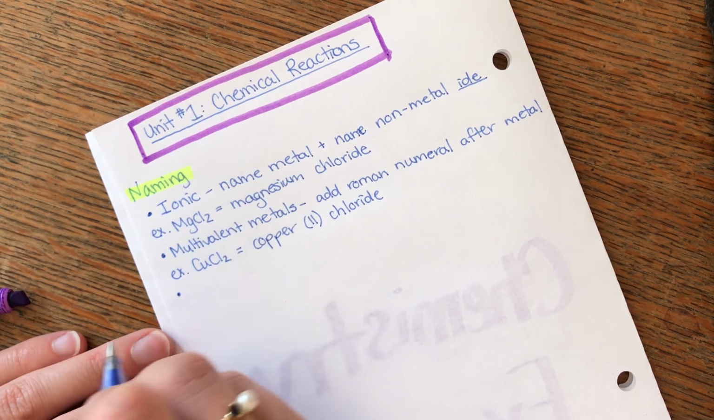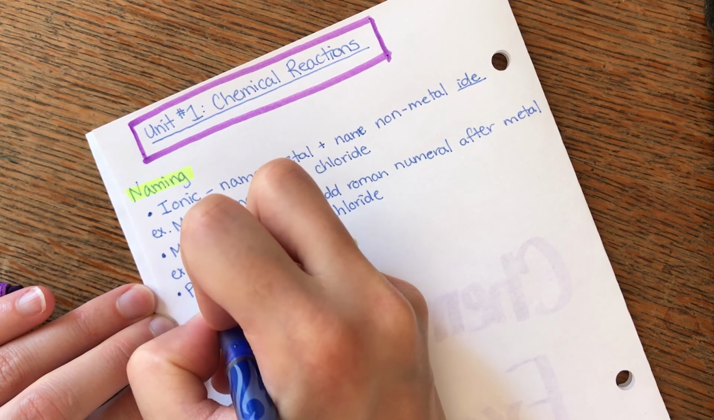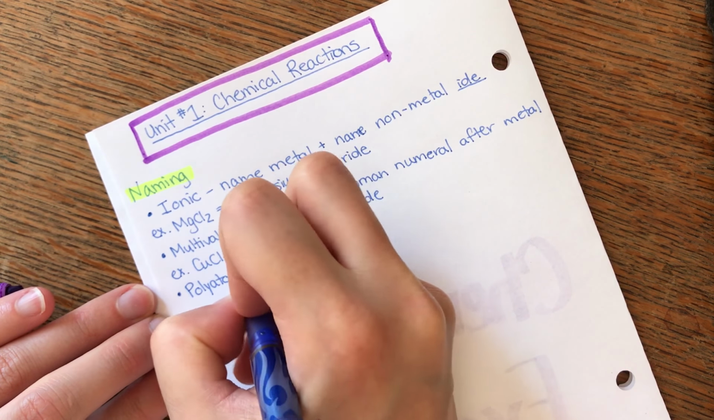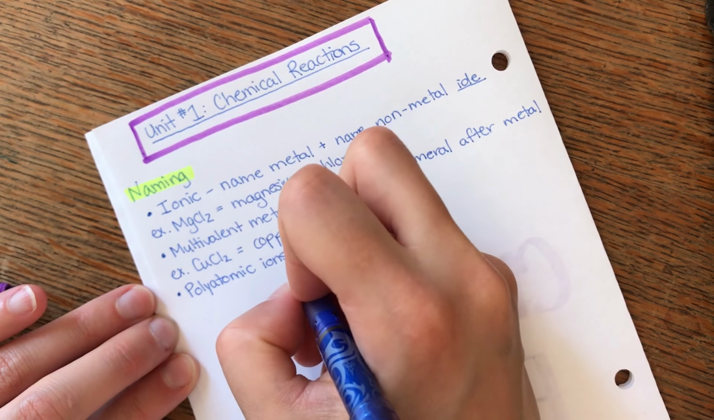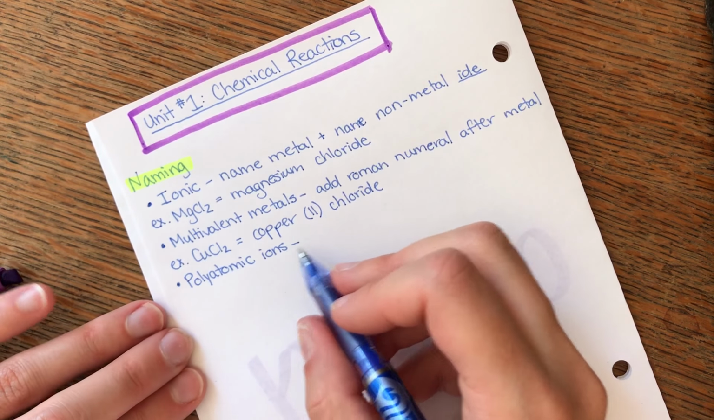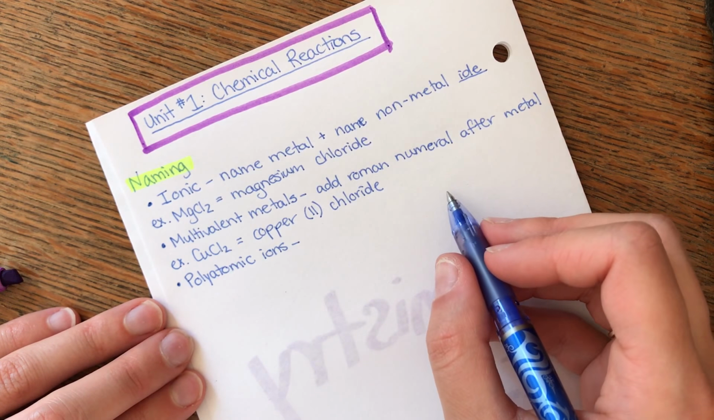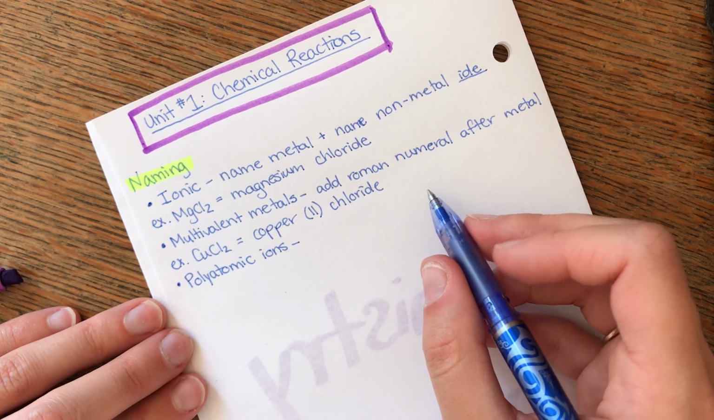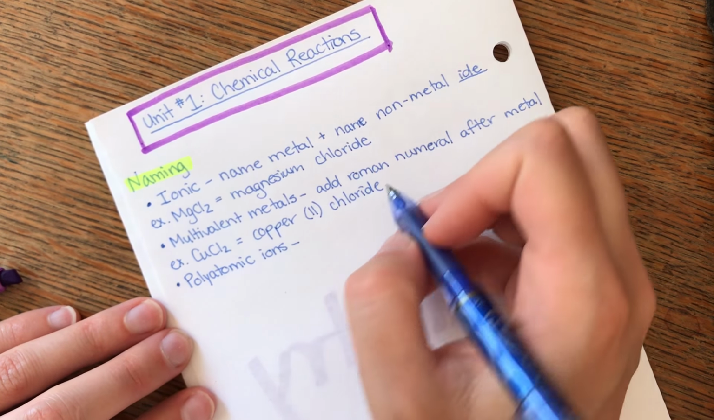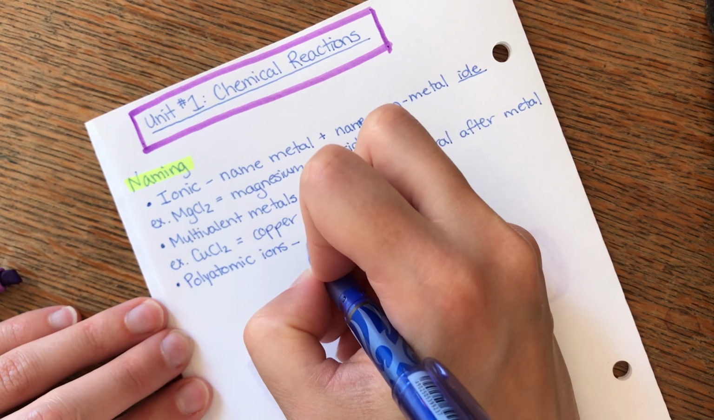Next bit that we can add to this is our polyatomic ions. And when we name compounds, ionic compounds with polyatomic ions, it's just the name of the metal plus the name of the polyatomic ion. We don't change anything about the second part of the name. We don't end it in "-ide" or anything weird like that. We just write exactly the name of the polyatomic ion.